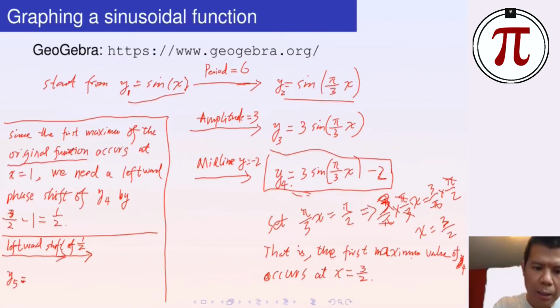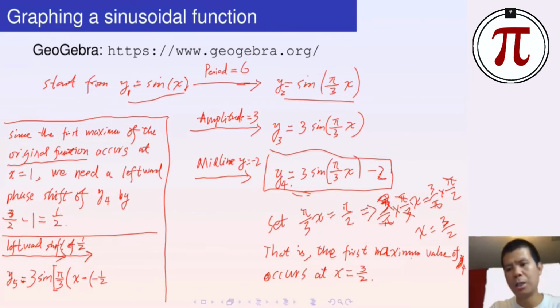So y5 equals 3 sine, in the bracket pi over 3 in the parentheses. Since it's a leftward shift, C over B should be negative. So it should be x minus negative 1/2, because it is a leftward shift. So x minus negative 1/2, close the parentheses, close the bracket, and minus 2.